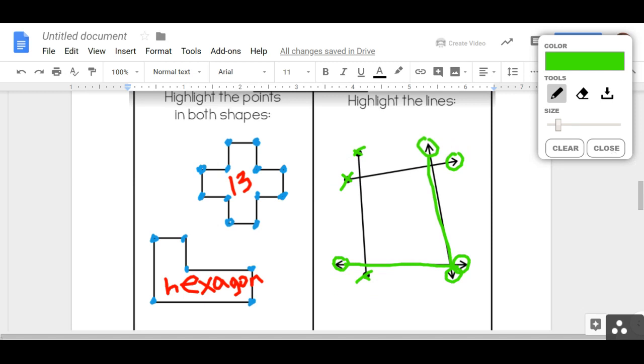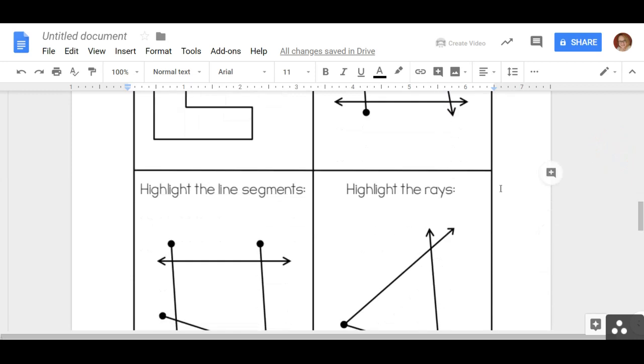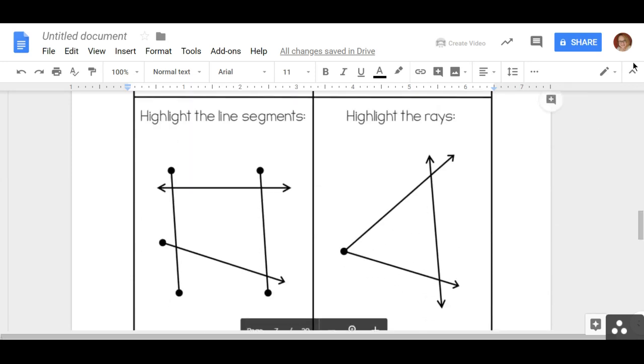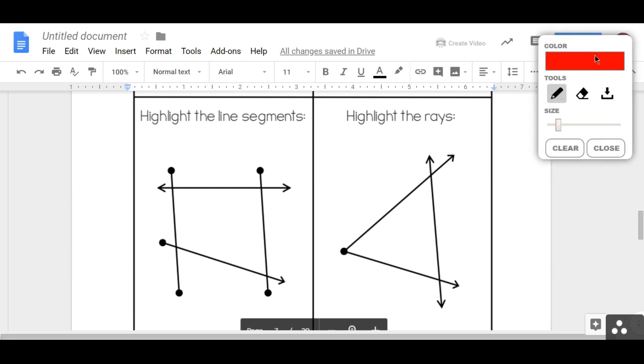All right, so make sure you have this down, and let's scroll down and do the last 2. We're going to do line segments. A line segment is what you line up in every day. It has a definite start and a definite end. So this would be a line segment. So highlight this one. If I do it, you do it. This would be a line segment right here. Are there any more line segments in this figure? No. So let's do the rays.